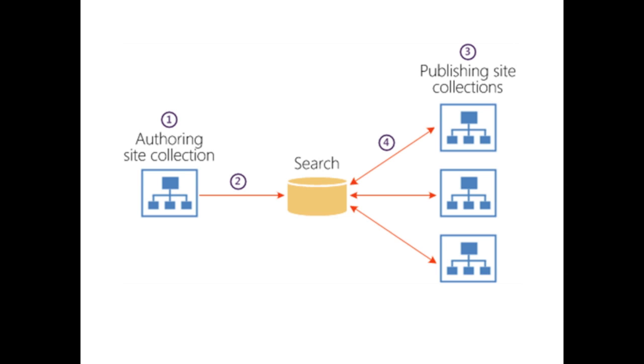So what you can see here is on the left, under the number 1, that now we'll have what we call an authoring site collection. I'm saying site collection because obviously this is what we're going to work with, but you have to realize that by using search, these don't necessarily have to be in the same web application. So what this means today is that you can create your content in one authoring site collection.